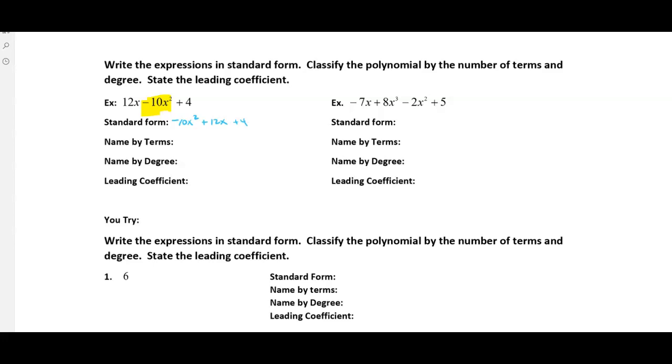The name by number of terms, since there are 3 terms, we're going to call this a trinomial. The name by degree, since it's degree 2, we're going to say it's a quadratic. And the leading coefficient, when I look at the standard form, what's the coefficient of the first term? That is negative 10. So the leading coefficient is negative 10.